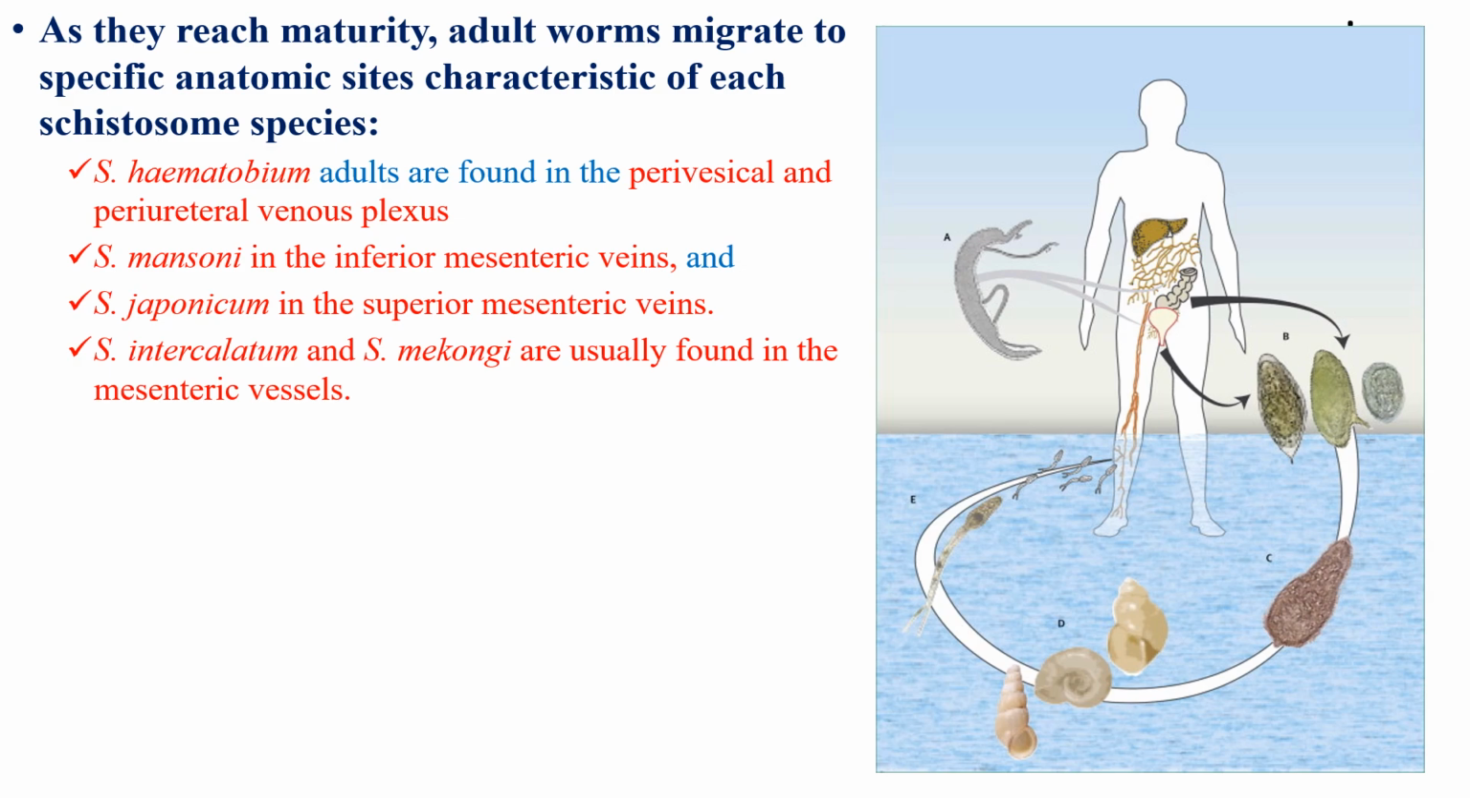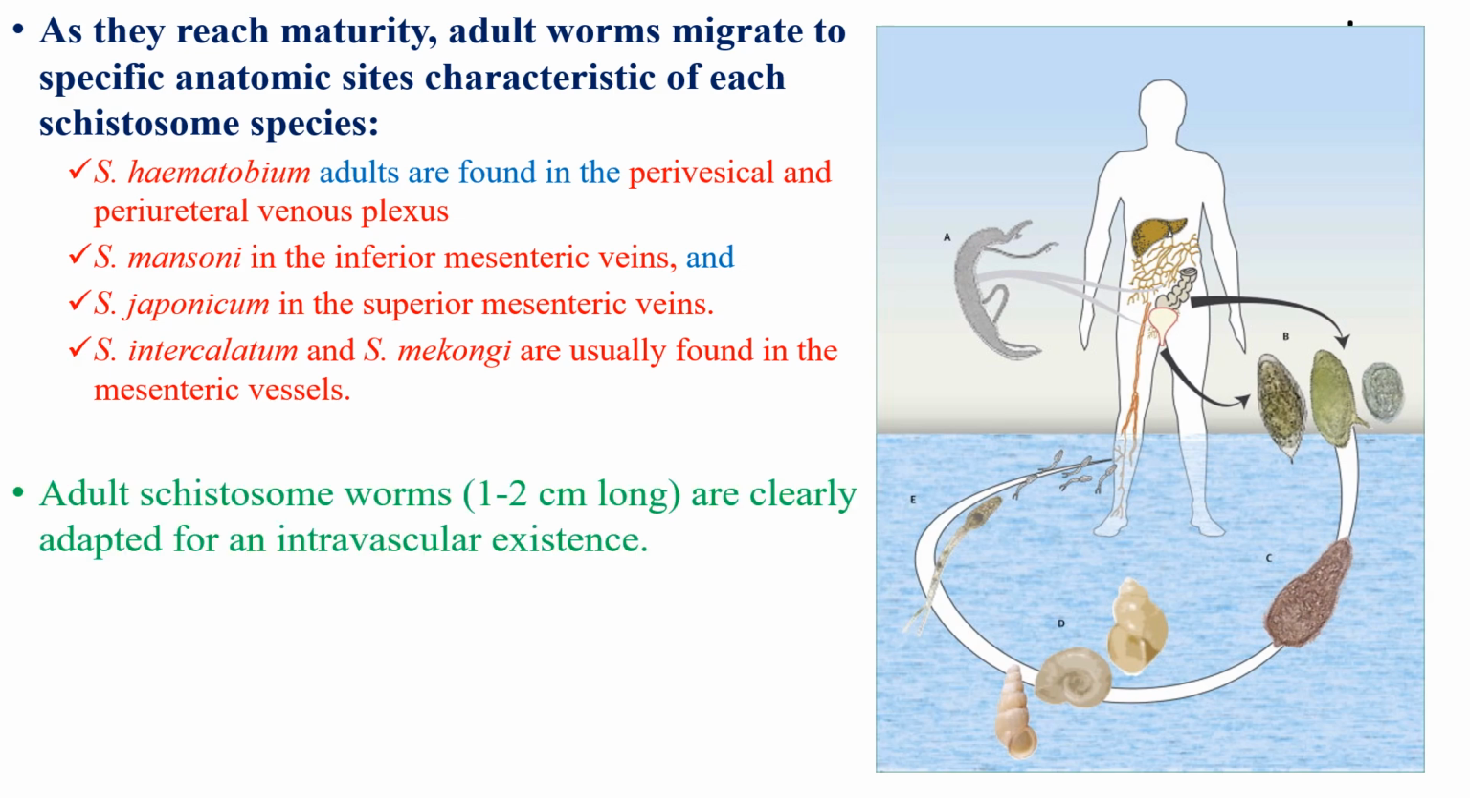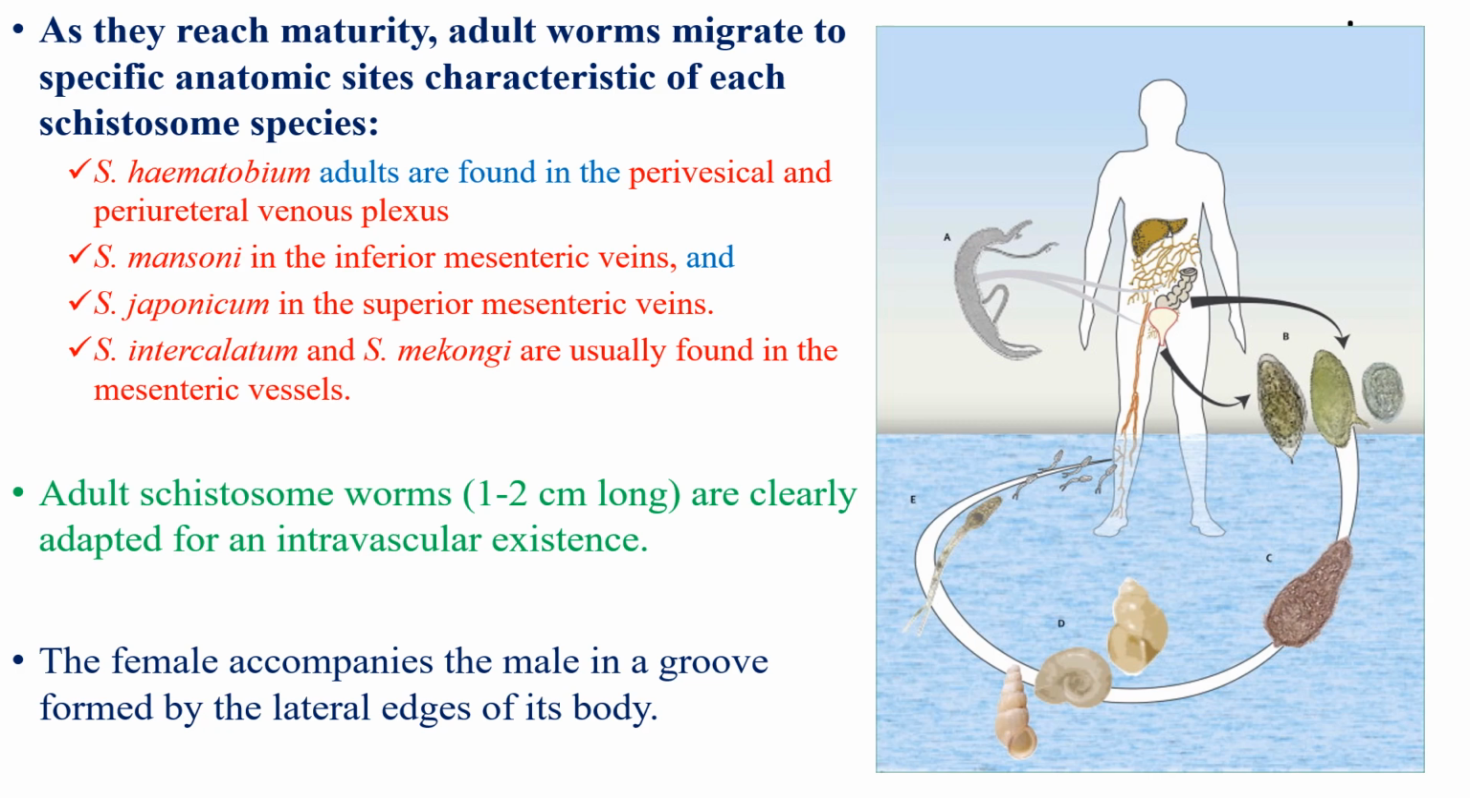Schistosoma haematobium migrates to the perivesical and periureteral venous plexus, mansoni to the inferior mesenteric veins, japonicum to the superior mesenteric veins, and intercalatum and mekongi are usually found in the mesenteric vessels. Adult Schistosoma worms, which are 1 to 2 cm long, are clearly adapted for an intravascular existence. The female accompanies the male in a groove formed by the lateral edge of its body.